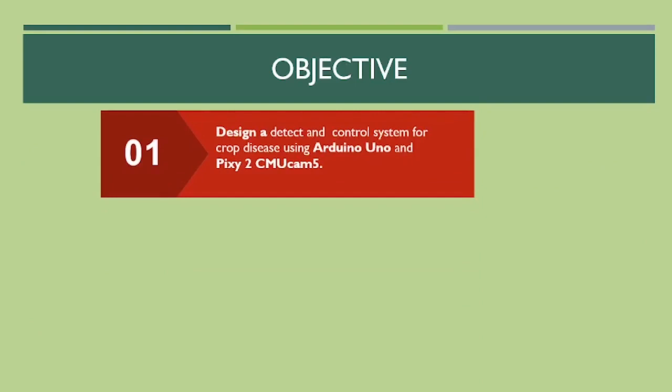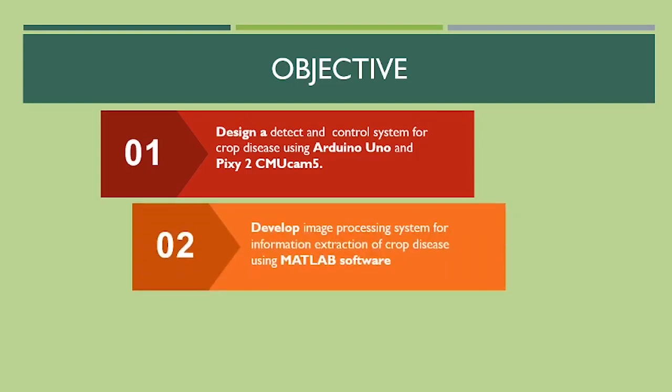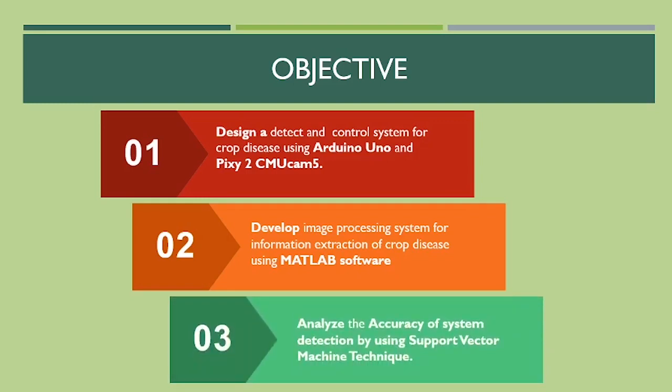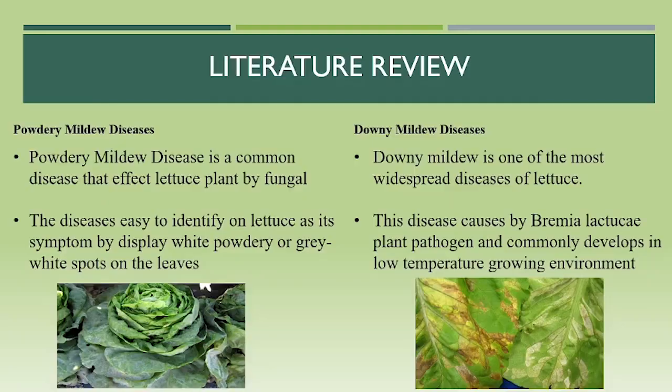So the first objective of the project is to design a detect and control system for crop disease using Arduino Uno and PC camera. Second is to develop an image processing system for information extraction of crop disease using Matlab software. And lastly, to analyze the accuracy of the system detection by using the support vector machine technique. So these are the three objectives of the project.